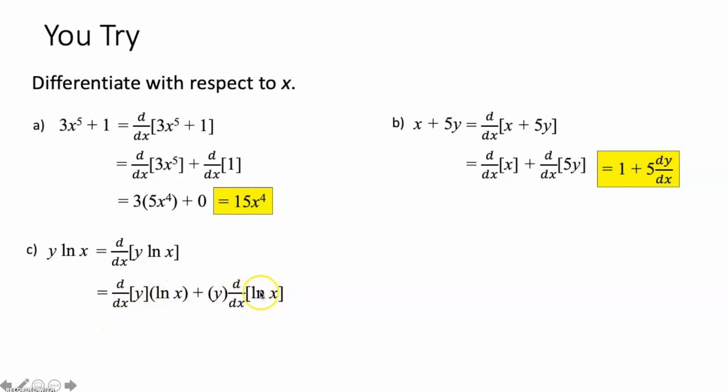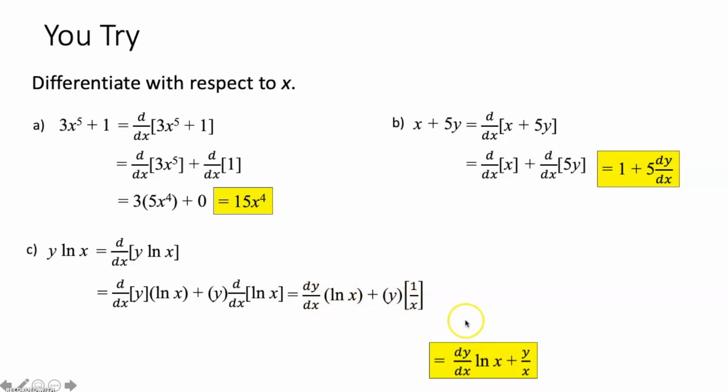Over here, what's the derivative of ln of x with respect to x? Well, those match. So what's the derivative of ln of x? Well, we know that's 1 over x. Now we just simplify. This becomes dy/dx times ln of x plus, and then over here, y times 1 over x is just y over x.